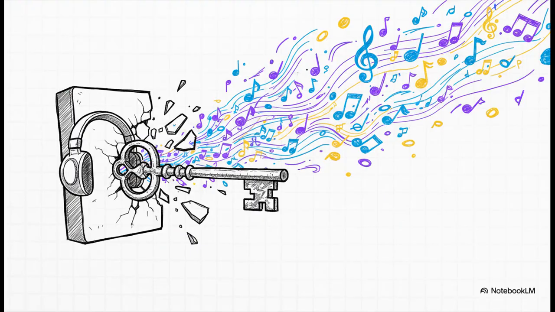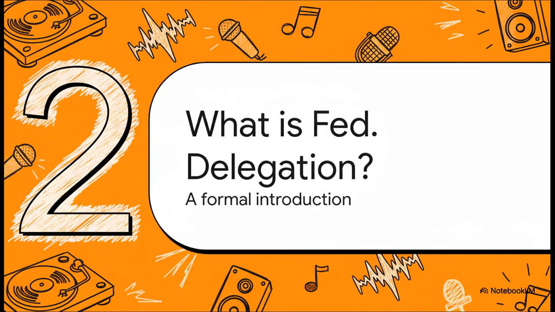So to get past that bottleneck, we've got to find a way to break up the work, right? And that is where this really cool concept called Federated Delegation comes into play. This is the key. It's how we unlock real scale and efficiency by getting away from that single, totally overwhelmed central system.